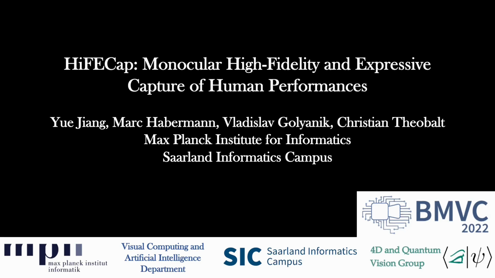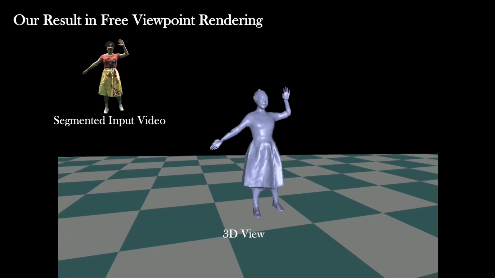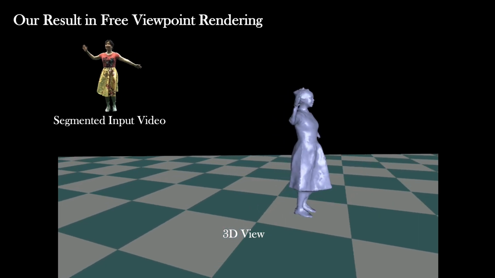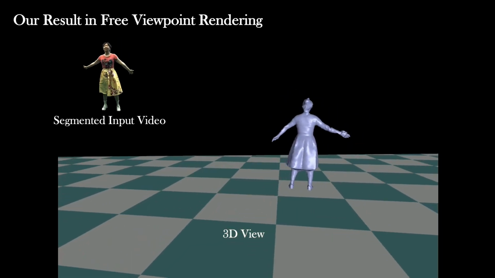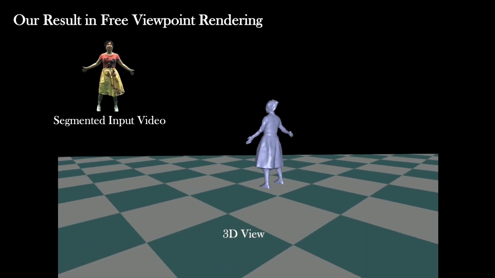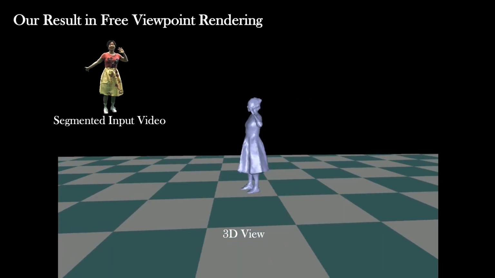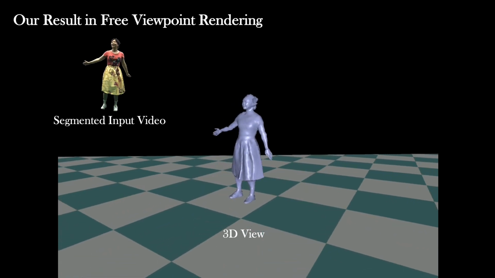We present HiFECap, a novel approach for expressive monocular 3D human performance capture. Monocular and expressive performance capture is a very challenging problem for multiple reasons. First, the depth is inherently ambiguous. Second, recordings of humans usually show a significant amount of self-occlusions.